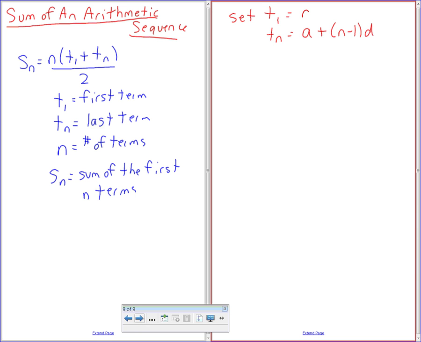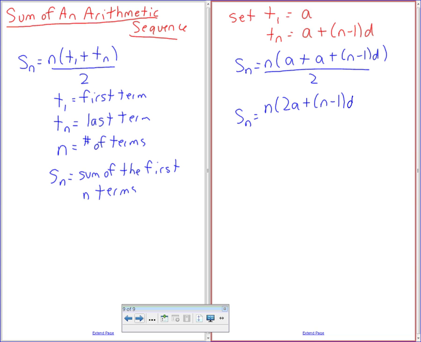Now I'm going to call T1 equal to a. Why can I get away with calling T1 equal to a? Just started off. So I'm just going to rewrite the equation then as Sn equals n times 2a plus n minus 1 d over 2. I'm actually going to neaten that up, I think. That's another equation for it. That one works as well.